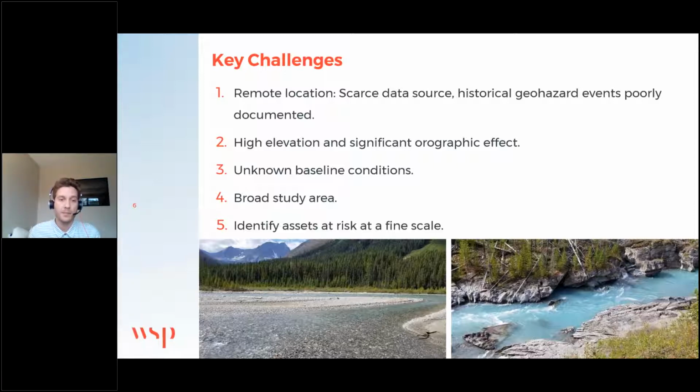And the other big challenge is that it's a broad study area. The park itself is about 1,400 square kilometers. So to identify assets at risk at a fine scale, such as culverts and bridges, or even some small stretch of highway that could be impacted by erosion, was quite a challenge.